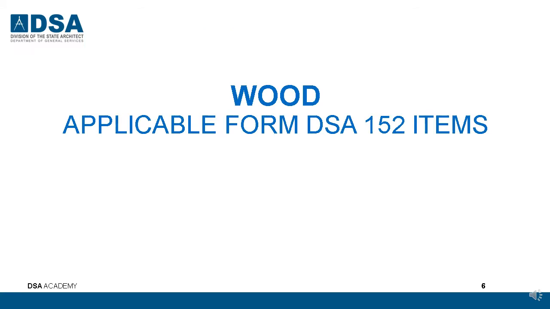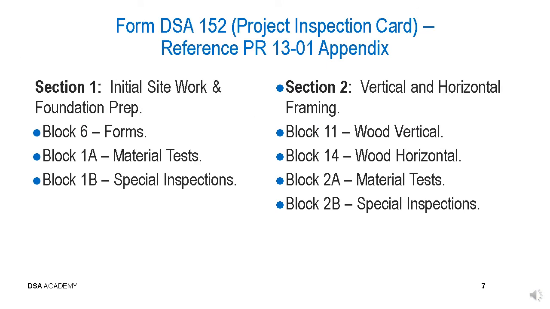The next topic is the applicable DSA 152 items. You all should be familiar with the DSA project inspection card, the DSA 152. The following few slides provide a brief overview of the applicable sections and blocks as outlined in DSA procedure PR 1301. These relate to woodwork. For more information, see the list in Appendix A at the end of PR 1301.